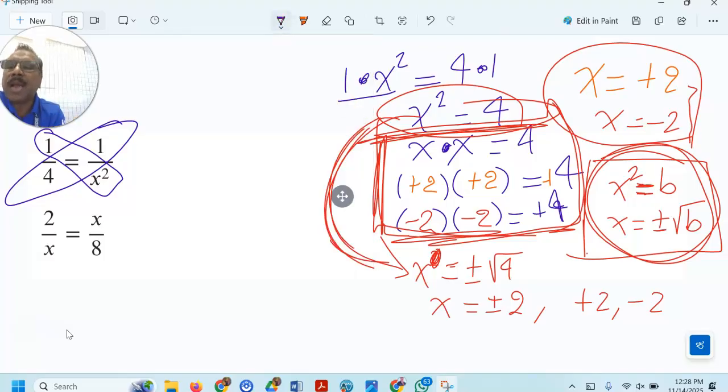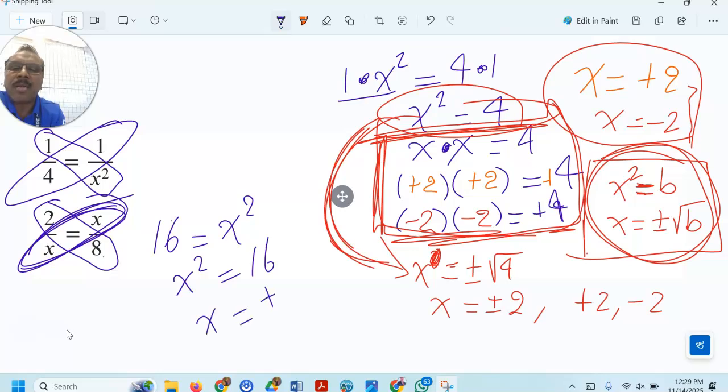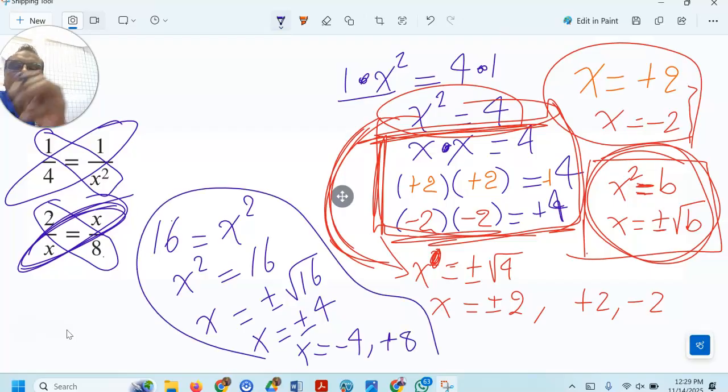Again, the third one is the last one. You multiply these two pieces. And this time I'll write directly. So 2 times 8 is 16. And x times x is x squared. Okay. So this is same as x squared is 16. And then I say x equals plus minus square root of 16. So the two answers become plus and minus 4. So one of the answers is minus 4 and the other one is plus 4. And you're done. So this is how it works for the last one.